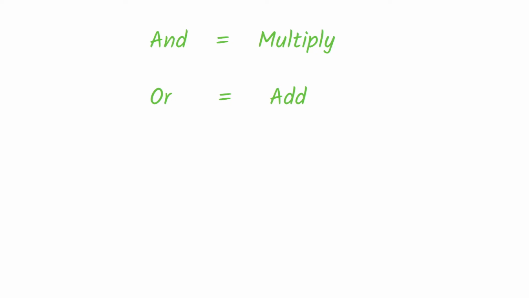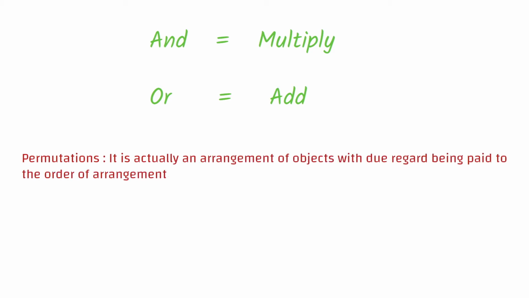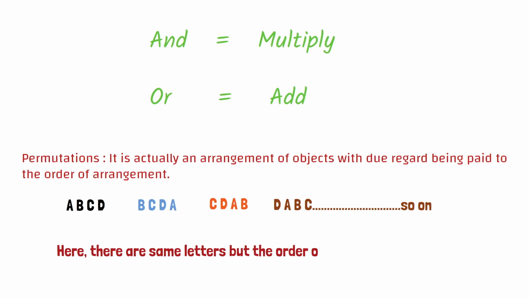Now back to our topic, permutation. Permutation is actually an arrangement of objects with due regard being paid to the order of arrangement. Means permutation is the several possible ways in which a set or number of things can be arranged. Let's have 4 letters and let's arrange them in order. See, in every case there are the same letters but the order of arrangement is different. So the total number of ways these 4 alphabet letters can be arranged is what we call permutation. So let's do some more different types of examples to understand this topic in detail.